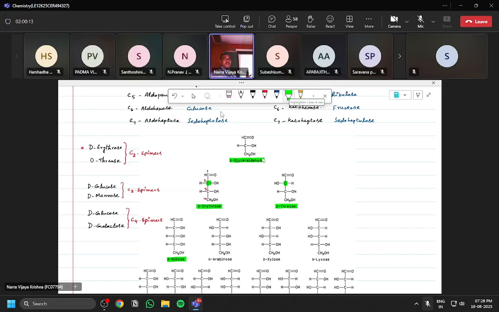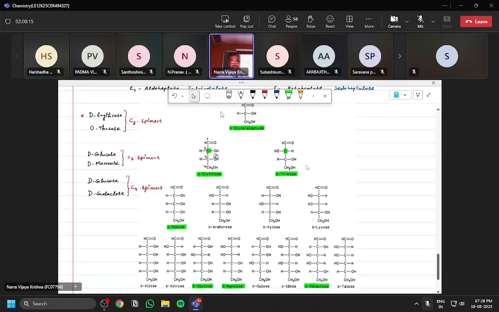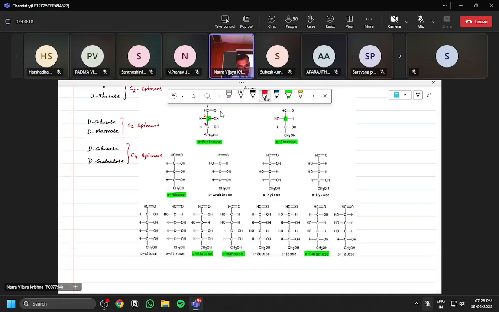Any questions? No. What are C1 epimers? We don't call them C1 epimers. We call them anomers, meaning they differ in configuration only on the first carbon. Right? Any questions?